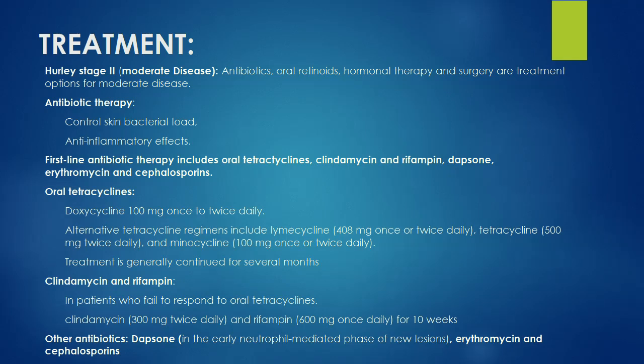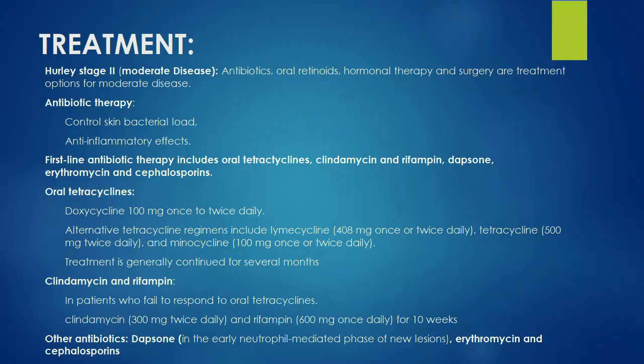The mechanism by which antibiotic therapy improves HS has not been definitively determined. Antibiotics may help to control skin bacterial load, however, the anti-inflammatory effects associated with some antibiotics may also play a role. First-line antibiotic therapy includes oral tetracyclines, clindamycin, and rifampin, dapsone, erythromycin and cephalosporins.